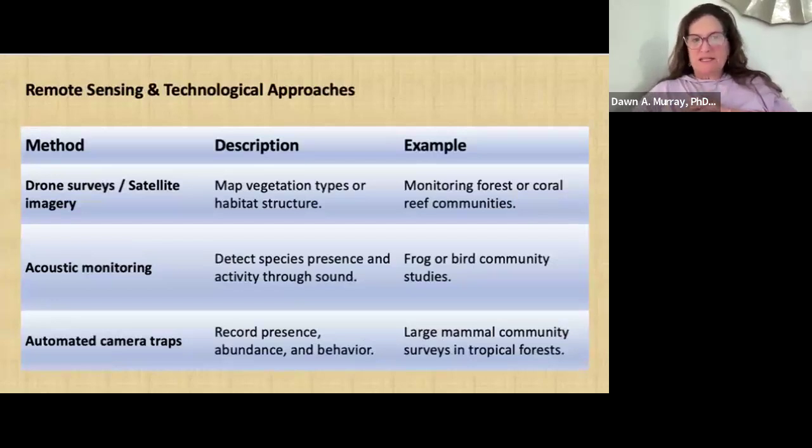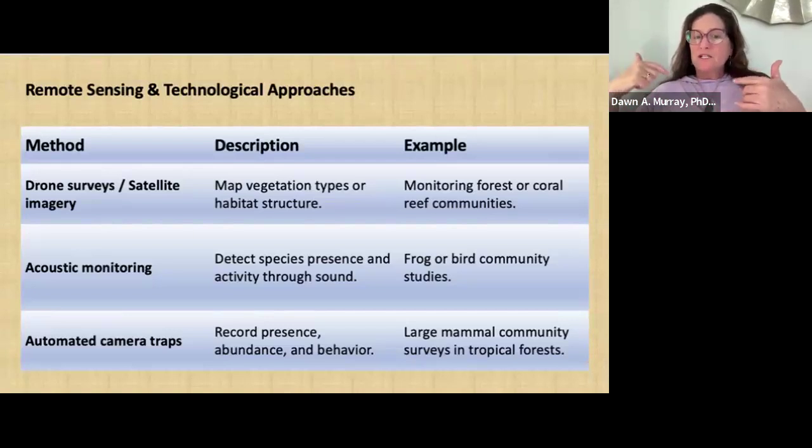Let's talk about remote sensing and technological approaches. There's drone surveys and satellite imagery. This is becoming more and more used. You can map vegetation types or you can map habitat structure. This is used in monitoring forests or coral reef communities. Drone surveys are being used for sharks and whales now. And they can do transects. They can also just follow creatures, see where they're going. So it's a more used, really interesting way of collecting data.